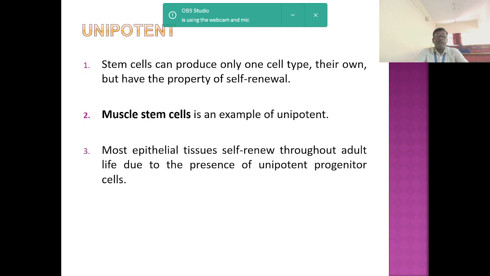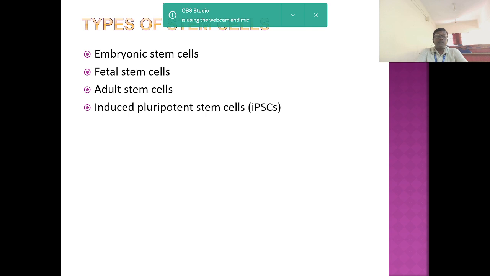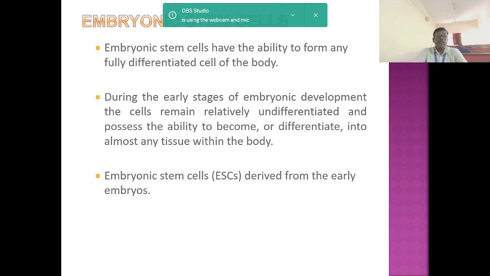Unipotent stem cell: it can produce only one cell type, but has the property of self-renewal. The best example is the muscle stem cell. Most epithelial tissues self-renew throughout adult life due to the presence of unipotent progenitor cells. Types of stem cells: embryonic stem cells, fetal stem cells, adult stem cells, and induced pluripotent stem cells.